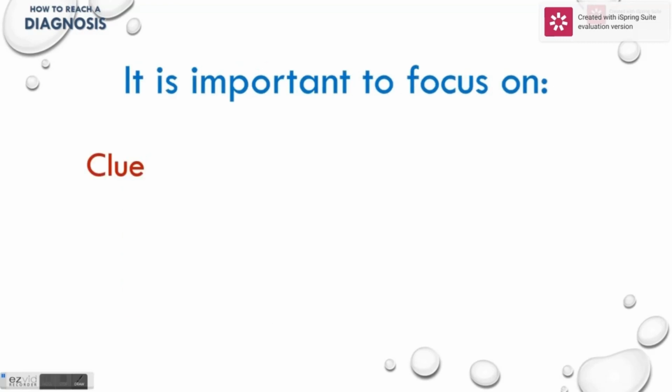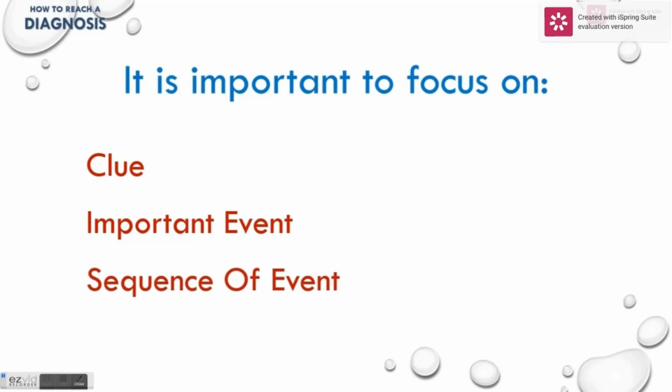It's important to focus and try to look for a clue. As I said, without a clue, you will not be able to reach a diagnosis. What I mean by a clue is looking for the uncommon abnormalities or rare anomalies or findings that may lead you to a diagnosis. It's important to look for evidence, and the sequence of events can lead you to a diagnosis.